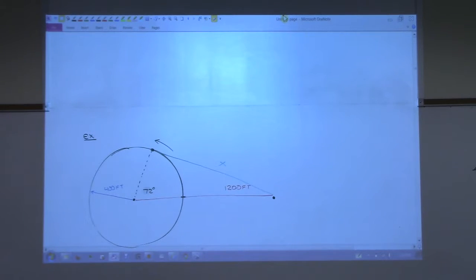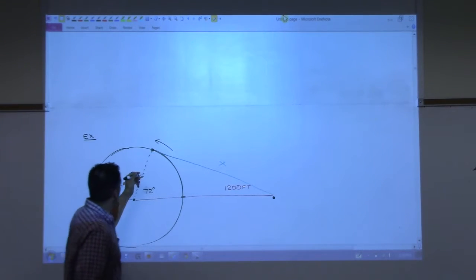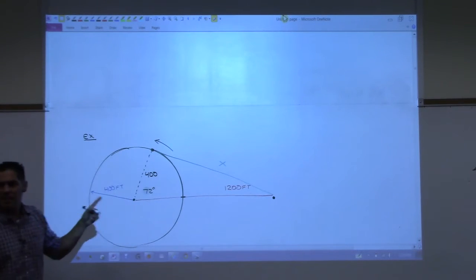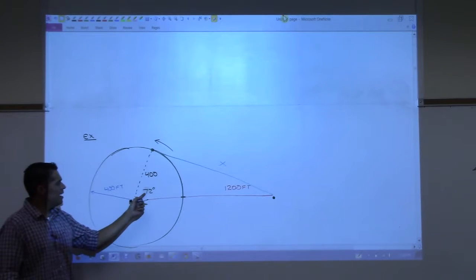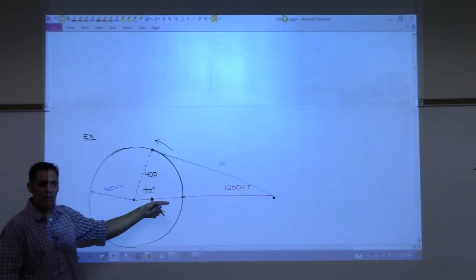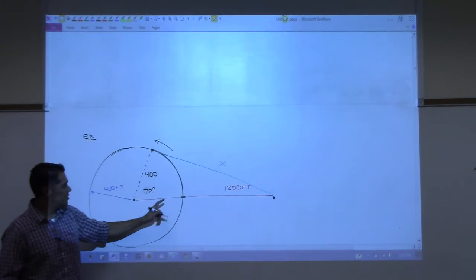Well, the length from the center of the circle to the runner is 400 feet, so we already know that. So from here to here is 400, right? You've got two sides and an angle, 400 and 1,600. Is this angle between the two sides that you know? Yes. So we should be thinking law of cosines here, because you've got this angle that's between these two sides. This is 1,200.